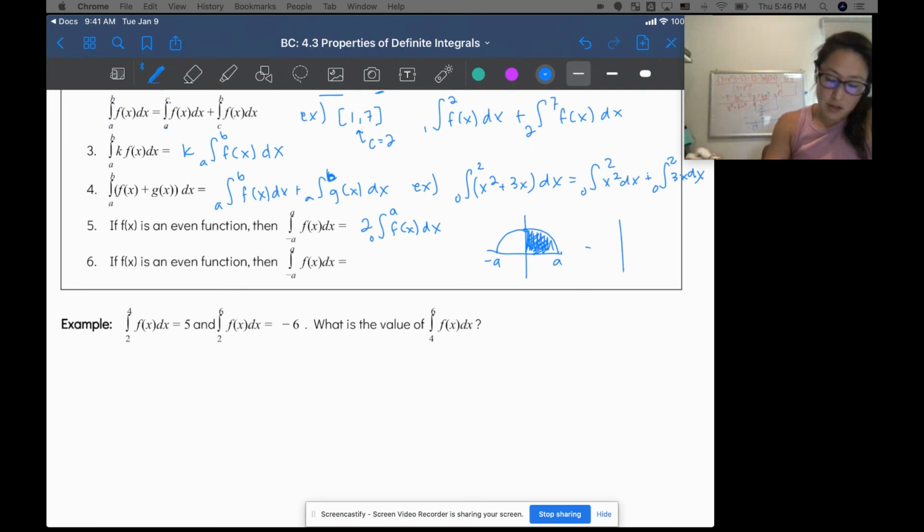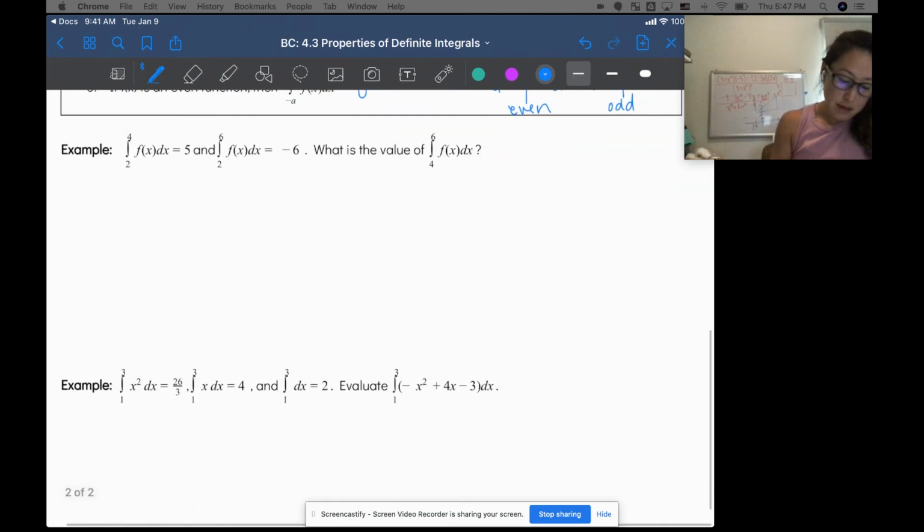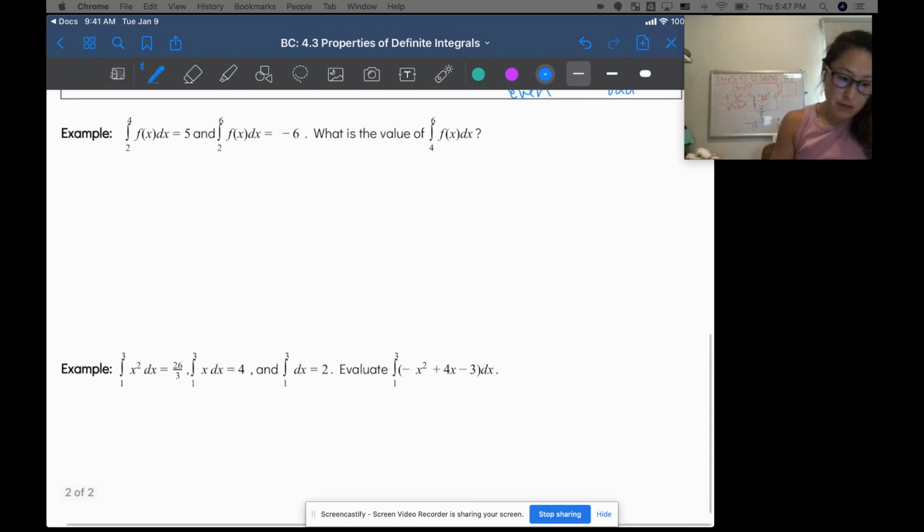An even function and an odd function. An odd function has symmetry about the origin. So if I have the values negative a and a, then the right side's accumulation of area will be canceled with the left side's accumulation of area. So I just get 0. That's kind of fun. All right, let's do a few examples and then we'll be done for today.